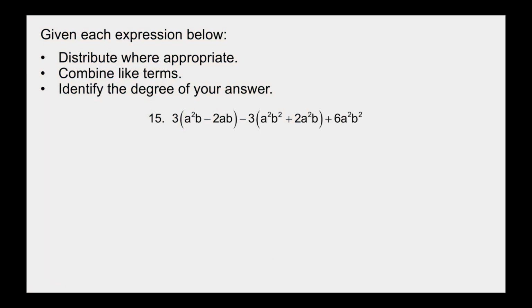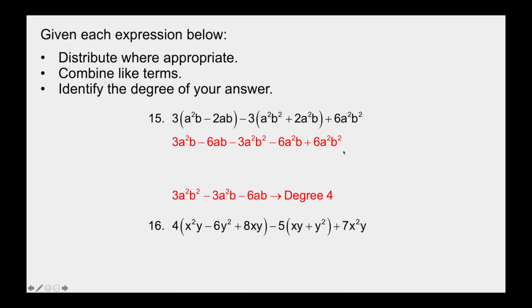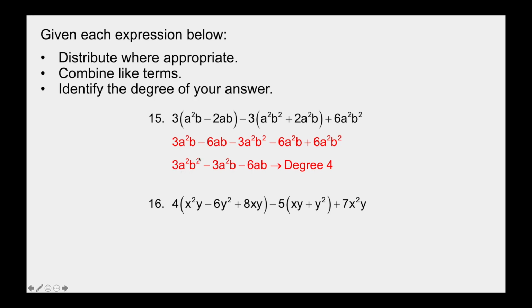For 15, same thing. We're going to do some distributing. And that's what we should get. And then as we look for things to combine, we've got A and B here. Alphabetically, we're going to start with the A's, and I'm going to look for the highest power on A, and that would be A squared. But I have two different types here. I have A squared B squared, and then I have A squared B. So the negative 3 A squared B squared, and then the positive 6 A squared B squared are going to combine to give me 3 A squared B squared.